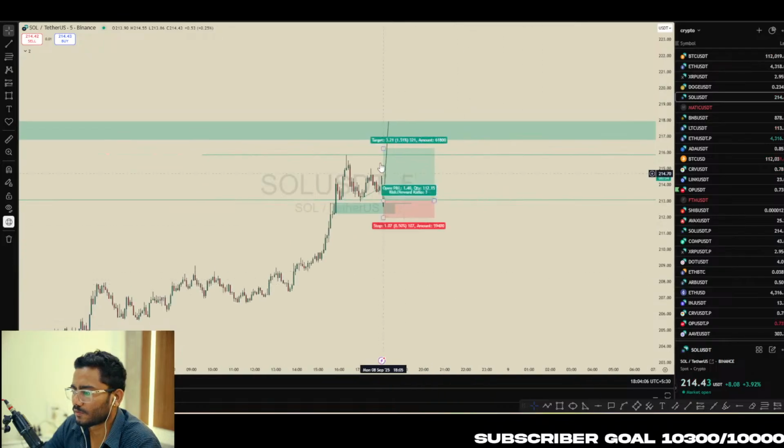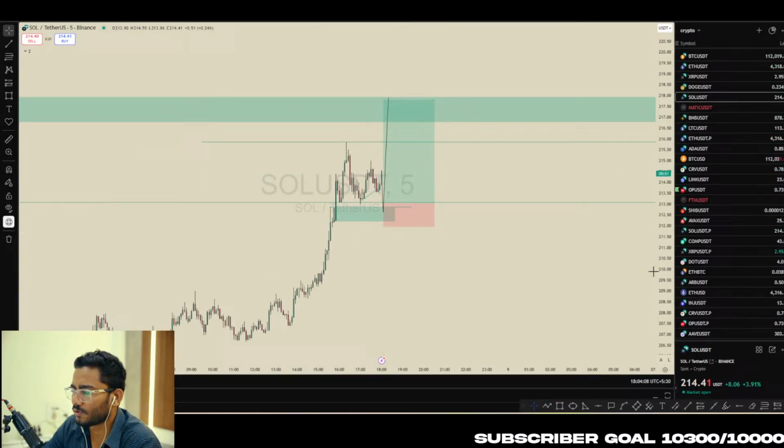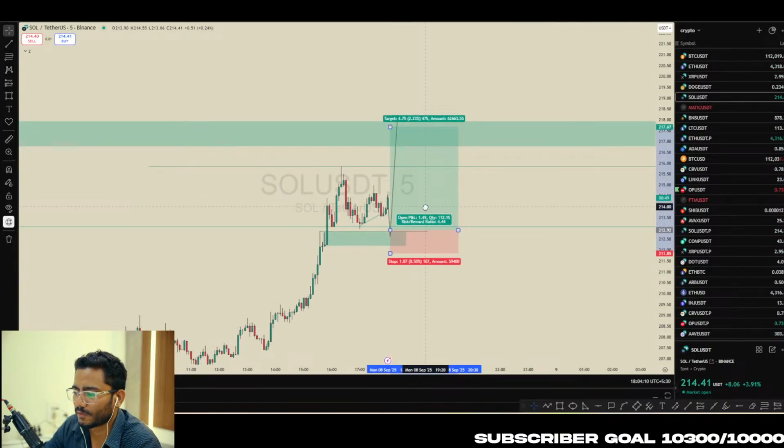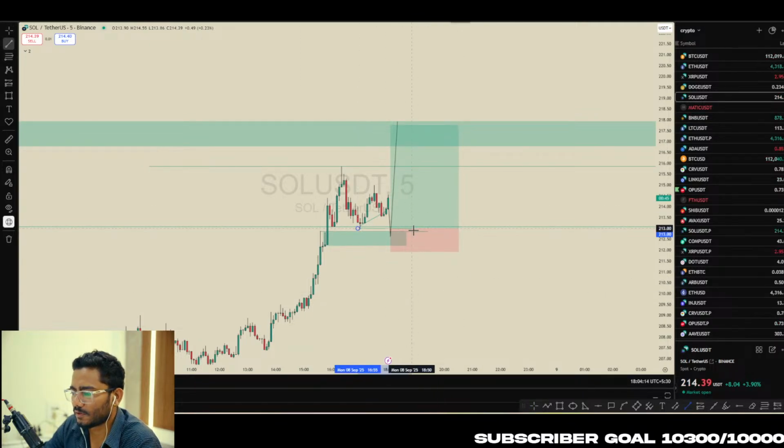Something like this. So around 1 is to 4, 4.5. These lows are equal lows, not exactly equal lows, but there is imbalance left in the structure. So it should fulfill the structure and then it should continue. So you can look for 1 is to 5 from here.